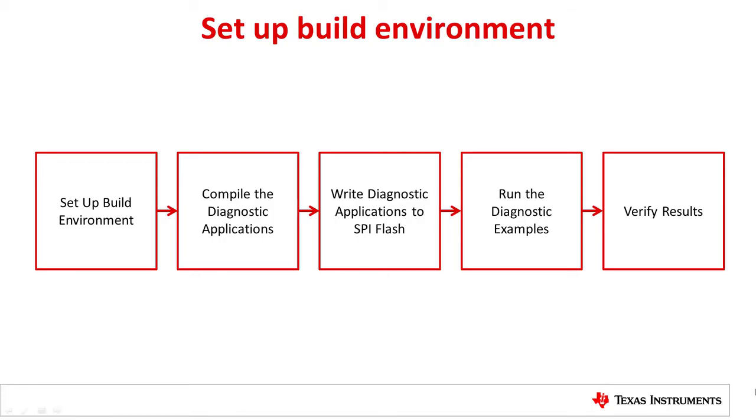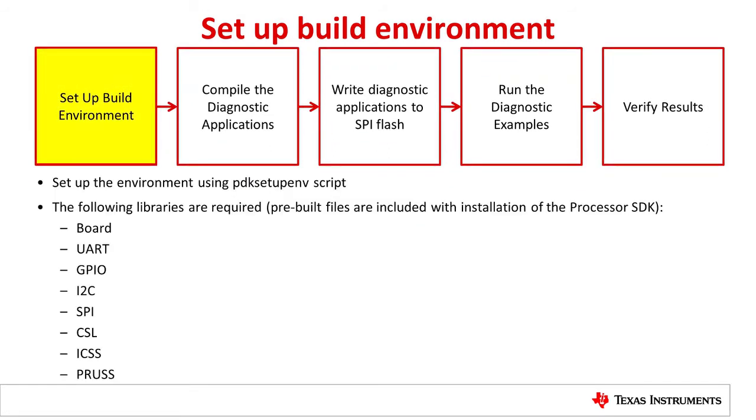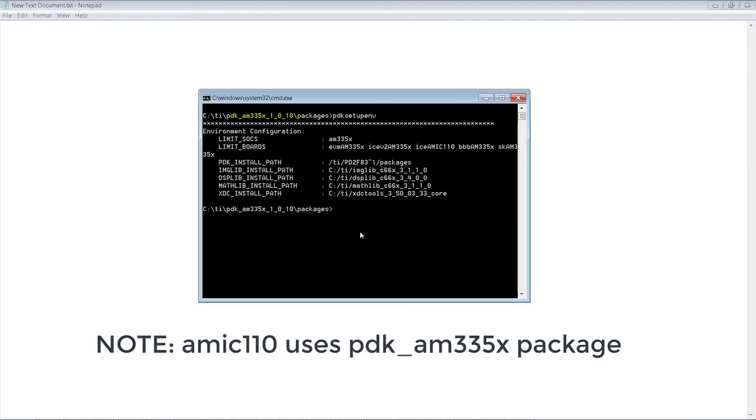Before compiling the diagnostic applications, set up the build environment. The diagnostic application uses the same environment variables as the board library build. Refer to Build SDK in the Processor SDK RTOS developer guide for more information. The libraries shown here are needed. They should come pre-built with any fresh installation of the Processor SDK. Set up your environment using the PDK setup env script. We will build the diagnostic applications for the AMIC 110 ICE board.